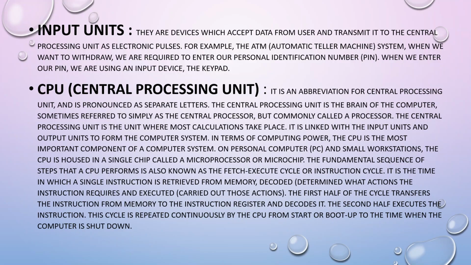The fundamental sequence of steps that a CPU performs is also known as the fetch-execute cycle or instruction cycle. It is the time in which a single instruction is retrieved from memory, decoded, determined what actions the instruction requires, and executed, carried out those actions. The first half of the cycle transfers the instruction from memory to the instruction register and decodes it. The second half executes the instruction. This cycle is repeated continuously by the CPU from start or boot up to the time when the computer is shut down.